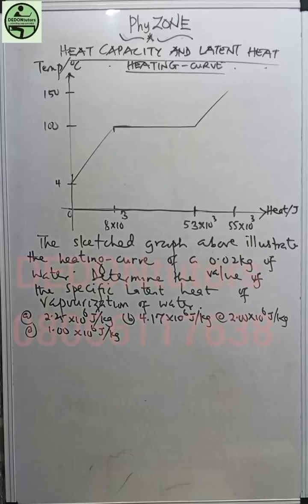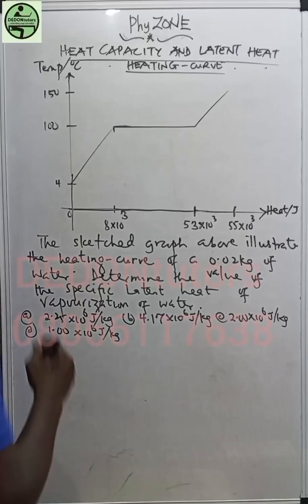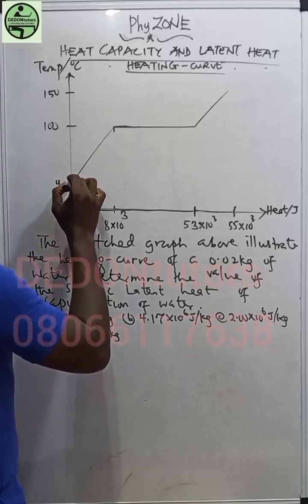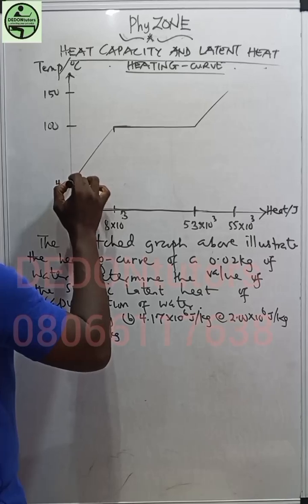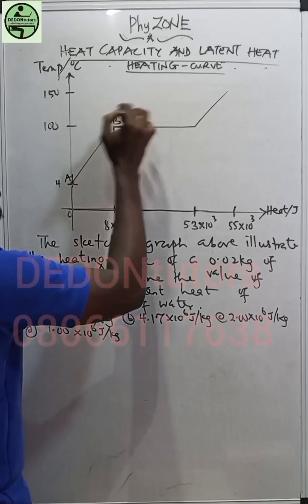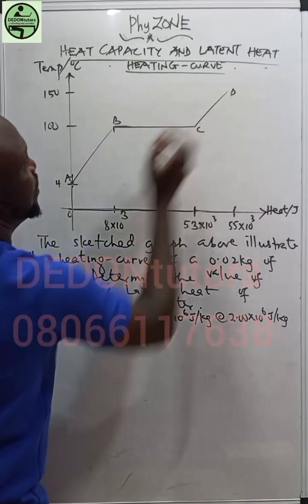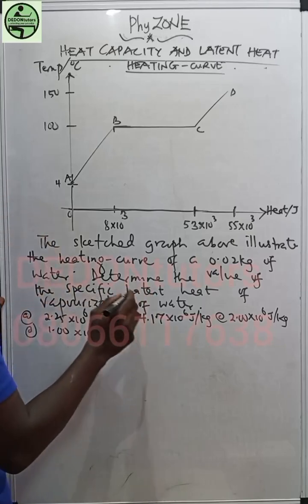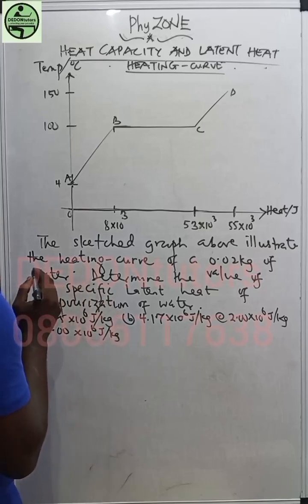Let's take a look at this question under the heating curve of a substance. From this point, that's 4 degrees Celsius, to this point. So let's say this is point A, point B, point C, point D. Now, the question says we should determine the latent heat of vaporization of water.